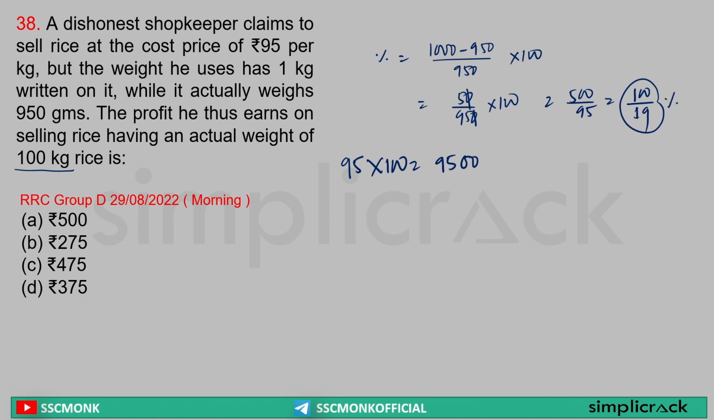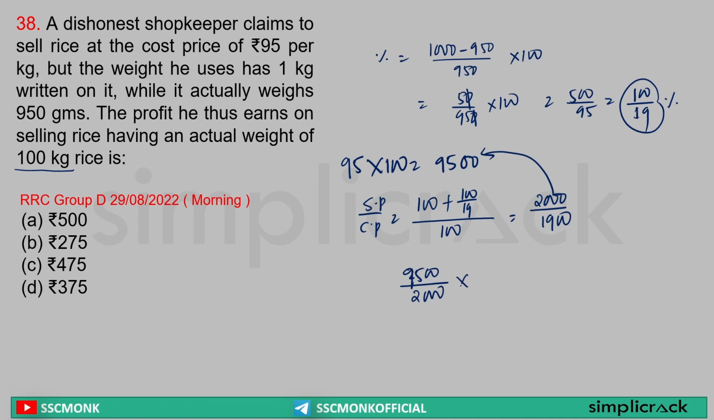So if it is sold at this ratio, I can write, sir, the ratio of sales price to cost price is equal to 100 plus 100 by 19 divided by 100, or I can write 1900 plus 100 is equal to 2000 divided by 1900. Now this 2000 part is equal to 9500. So 1900 part will be equal to 9500 divided by 2000 into 1900. 0 crossed out, 10 crossed out. Sir, this is 19 into 19 into 5 into 10 by 2.